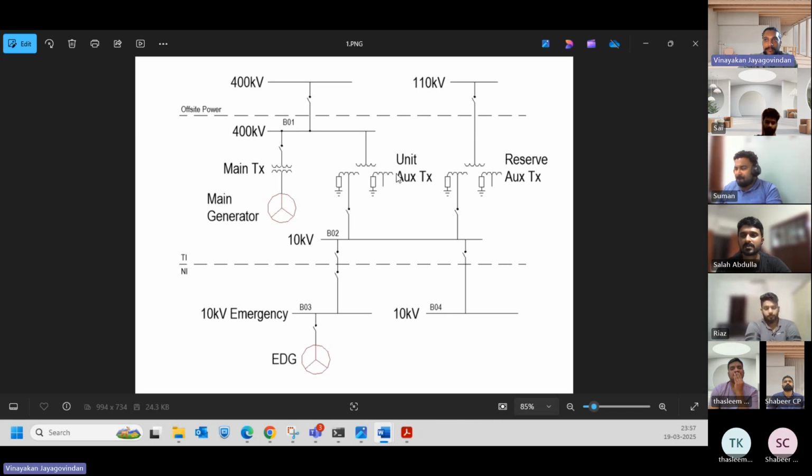And the two sources of this auxiliary power are required to be independent, as we can see here, and similarly electrically isolated. This supply is transformed to the plant electrical distribution bus voltages by one or more system auxiliary transformers. Here you can see this unit auxiliary transformer steps down the voltage from 400 kV to 110 kV. Similarly, here 110 kV to 10 kV, and this one we will discuss, and so on.